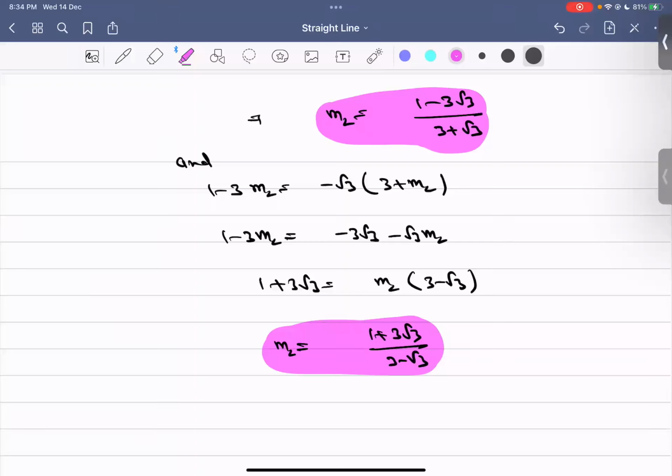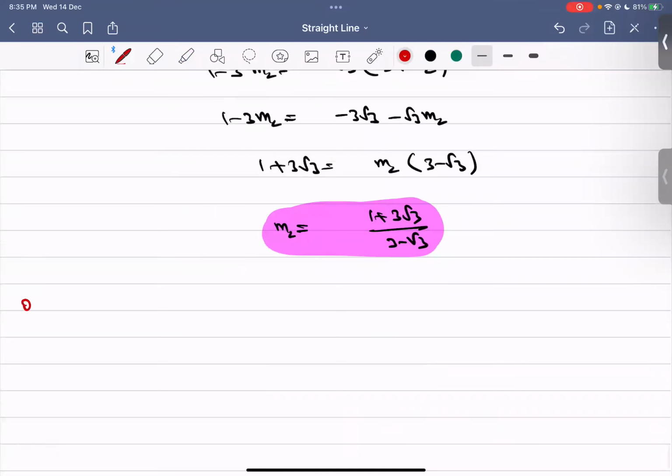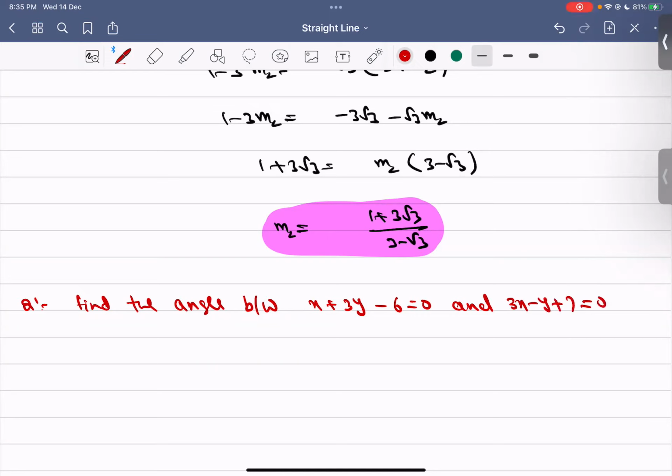Yes. Next question number 3. Find the angle between the lines: one line is x plus 3y minus 6 is equal to 0 and 3x minus y plus 7 is equal to 0.